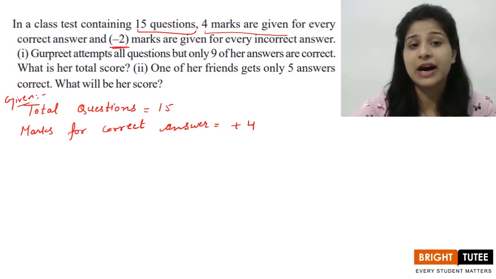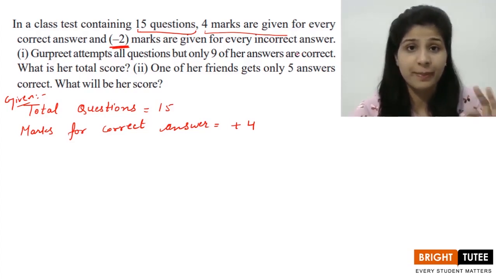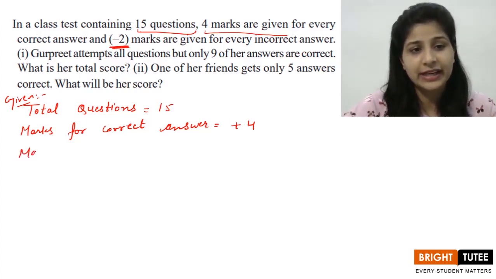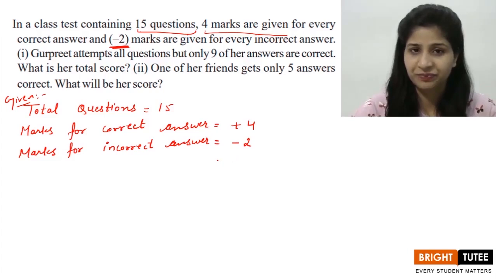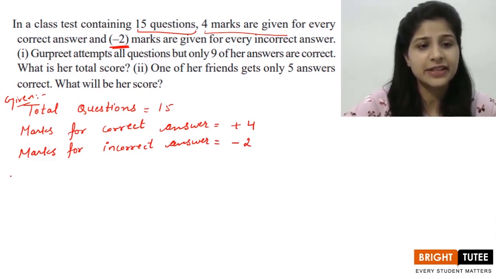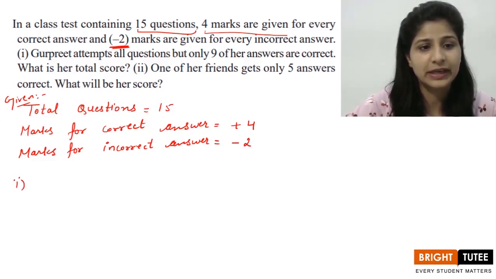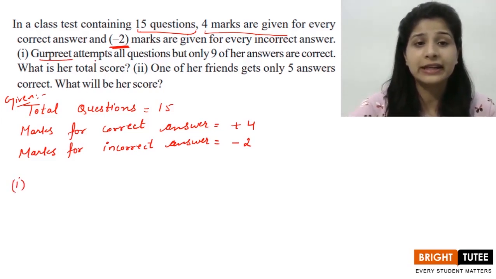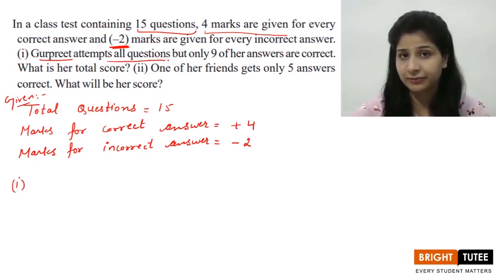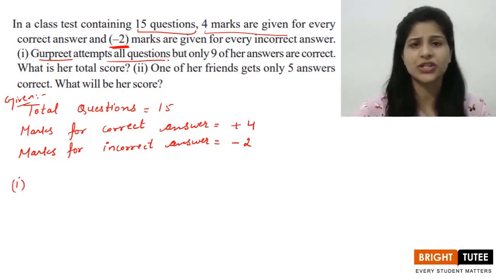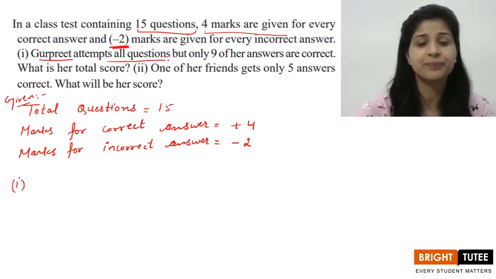And minus 2 marks. Listen here, negative 2 for every incorrect answer. If your answer is wrong, minus 2 will be awarded. So we will write marks for incorrect answer. What is it? Negative 2. Clear? So now they are saying the first one. Let's do the first part. What are they saying? Gurpreet attempts all questions. That means Gurpreet has attempted all 15. There is nothing left by her. No question left by her. All 15 she has attempted.